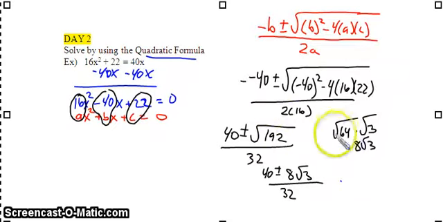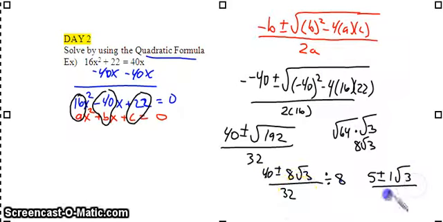So again, I'm thinking about the largest perfect square that divides evenly into 192, and that was 64. And then I look at this and say to myself, okay, all the numbers on the outside of the radical are all divisible by 8. It doesn't matter that 3 is not. I'm not going to reduce that anyways. So when I divide 8 out of all of these, I get 5, 1, leave the square root of 3 alone, and 4. And so that would be the answer to this problem. 5 plus or minus 1 square root of 3 all over 4.